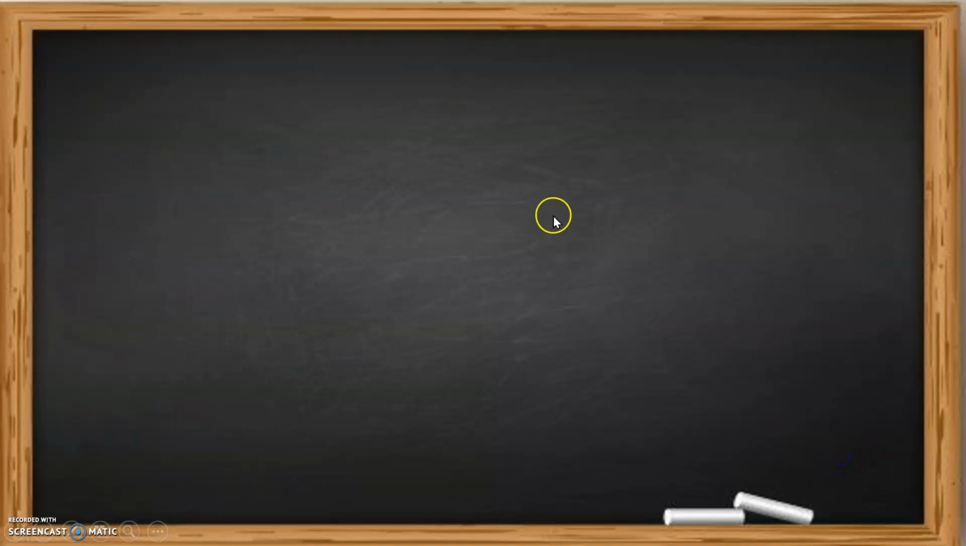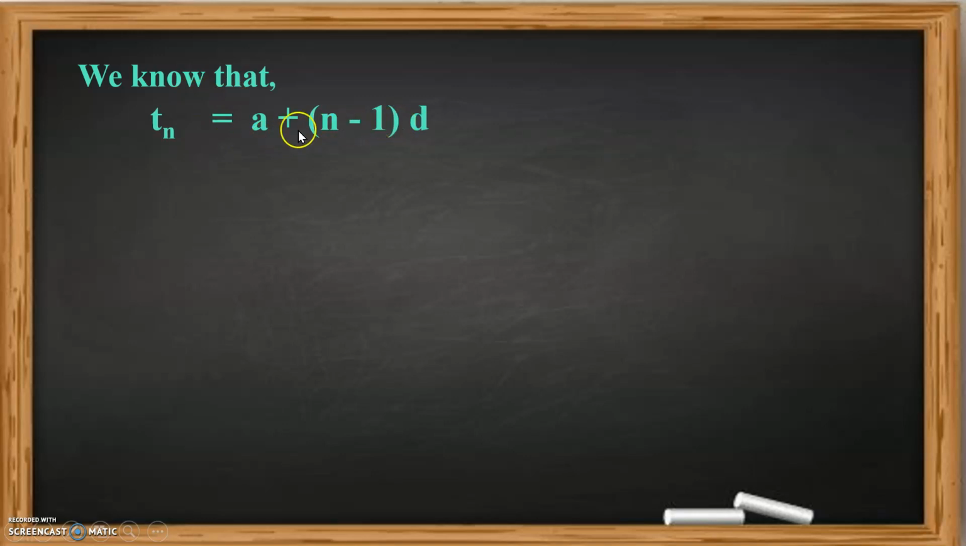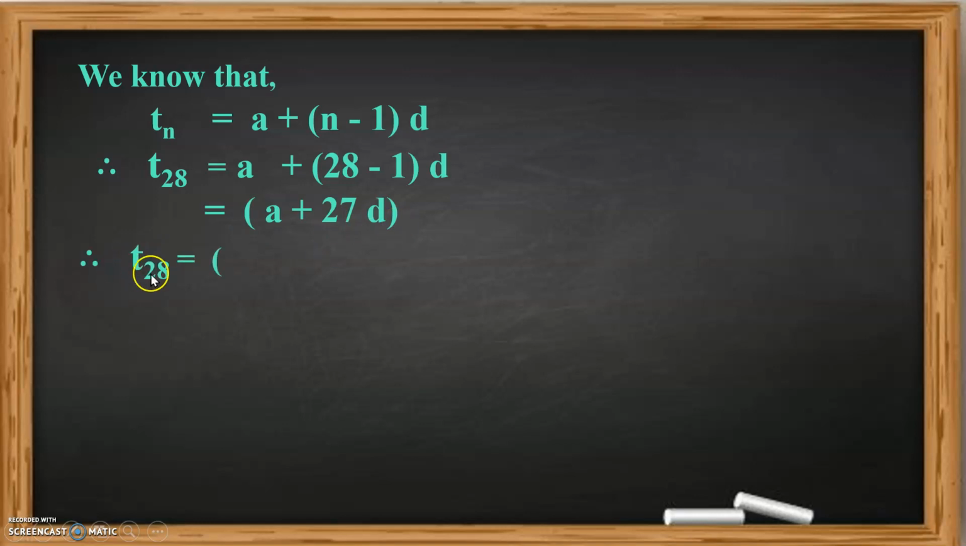Okay, now let us find T28. So we need to write the formula of Tn, which is equal to a plus n minus 1 d. Now we have to find out T28. So what will be T28? A plus 28 minus 1 into d, which is equal to a plus 27d. Therefore, I can say that T28 is equal to a plus 27d. I call this equation 2.